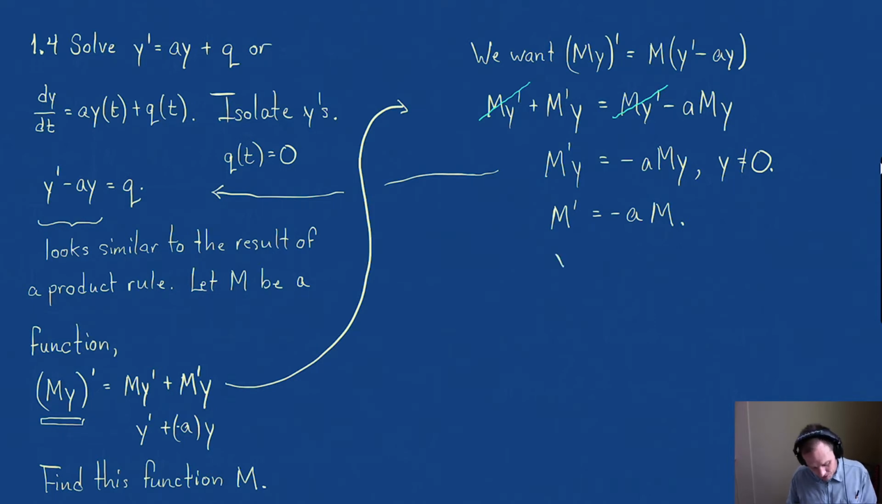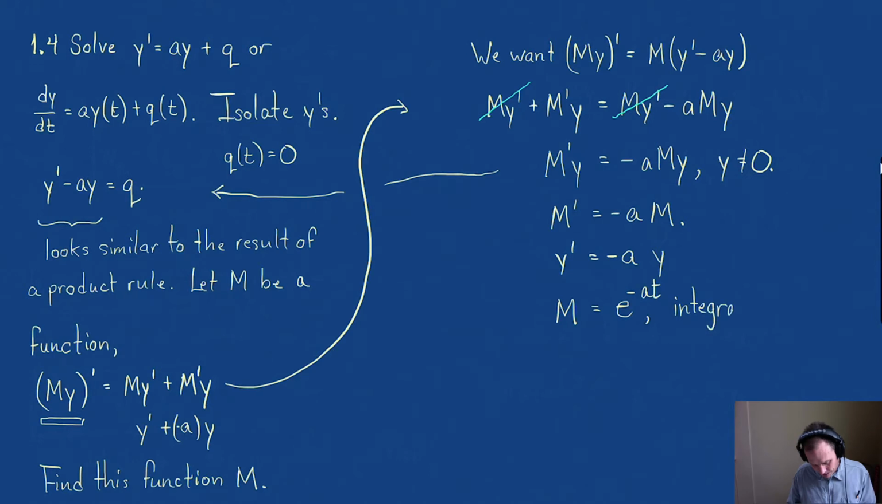We've seen y prime equals ay. If I put a minus sign, that's not going to change what we've seen before. In other words, the solution to this is that m has to equal e to the minus a t. That's the function m, and that function m is called an integrating factor.